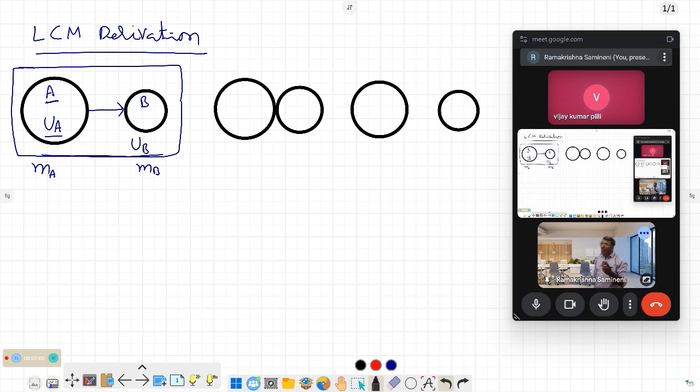System of two bodies before interaction. They have not collided. It is going to collide. A body is going to interact with B, not yet interacted. So this is called the system of two bodies before interaction.